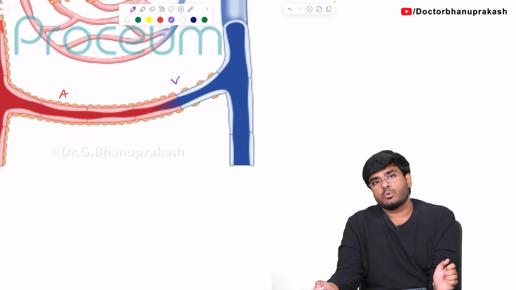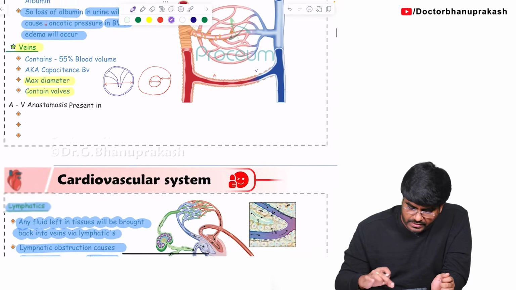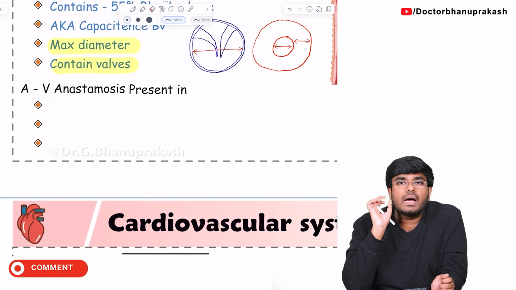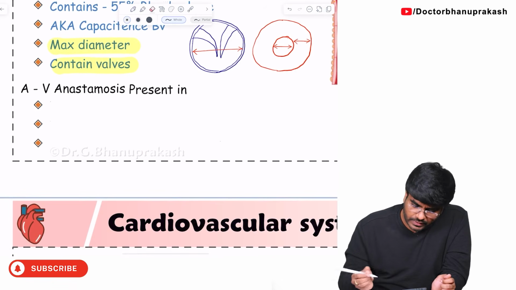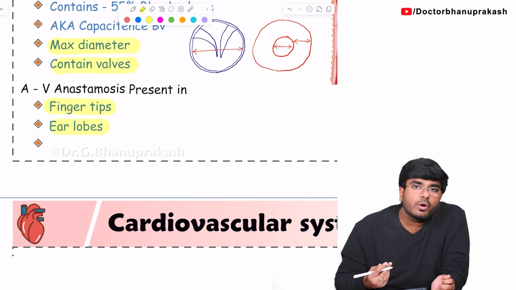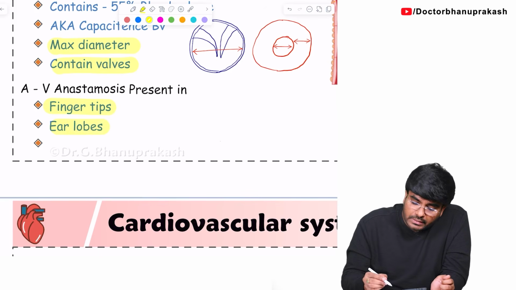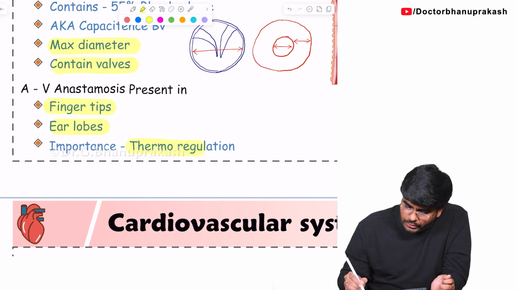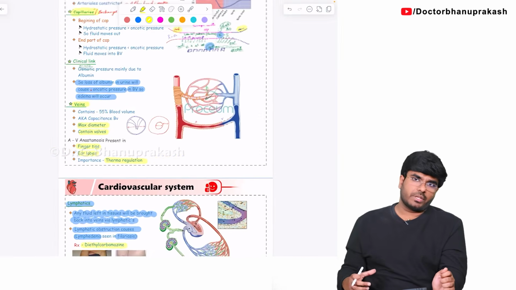So in which places is AV anastomosis seen? It is seen in the earlobes and fingertips. Fingertips and earlobes contain this AV anastomosis. And what is the importance of AV anastomosis? It helps in thermoregulation, maintaining the body temperature.